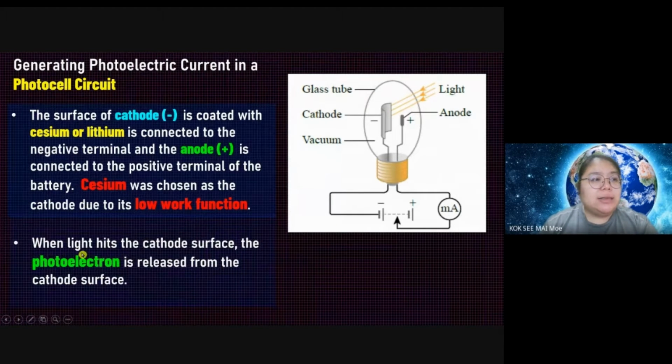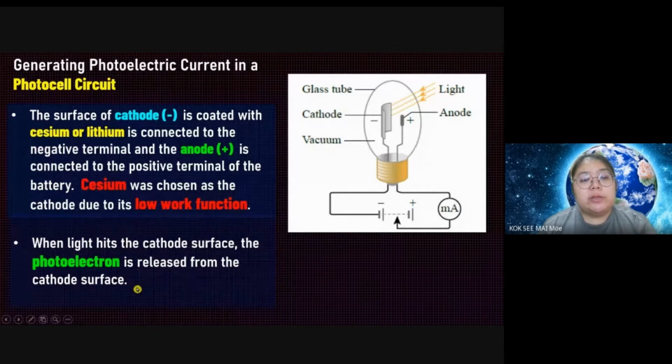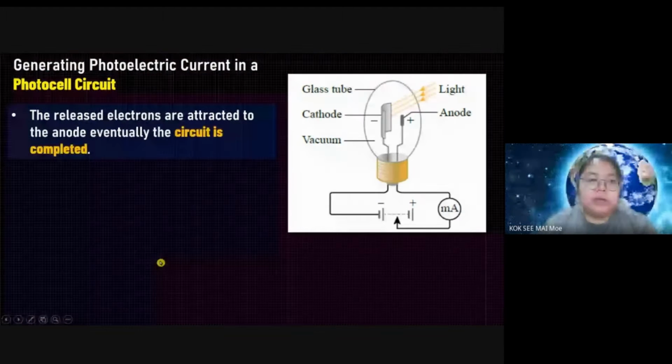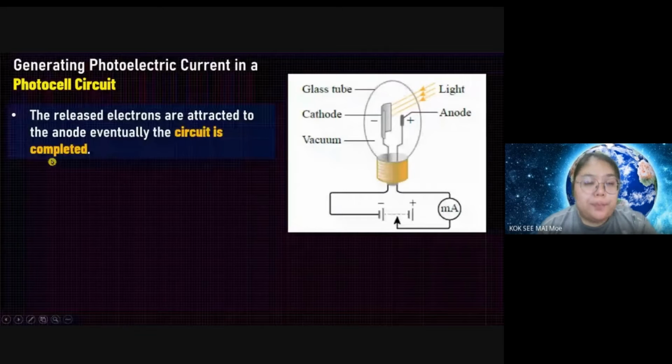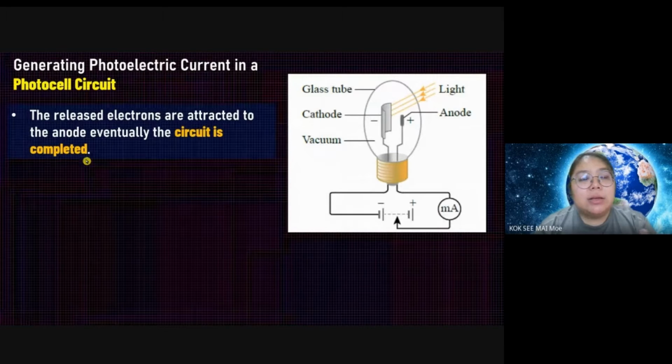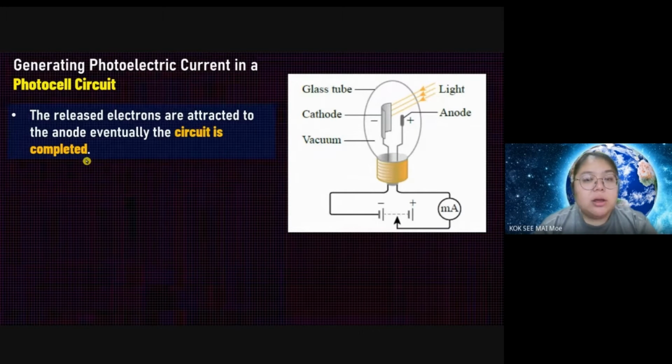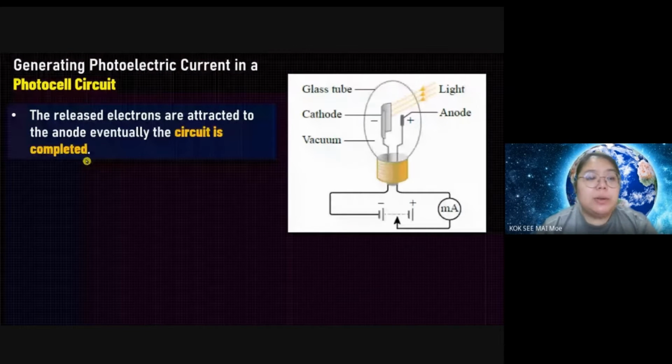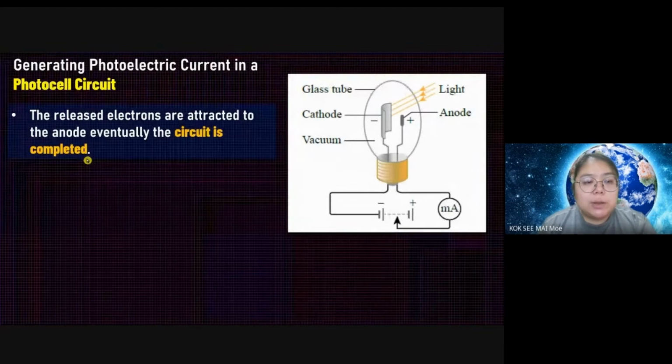When the light hits the cathode surface, the photoelectron will be released from the cathode surface. This is the process of the photoelectric effect, until the electron comes out. So we call it a photoelectron. The released electron will be attracted to where? To the anode. Finally the circuit can be complete. If there is no electron, the circuit cannot be complete. Once the electron comes out and goes to the anode, the whole circuit becomes complete.